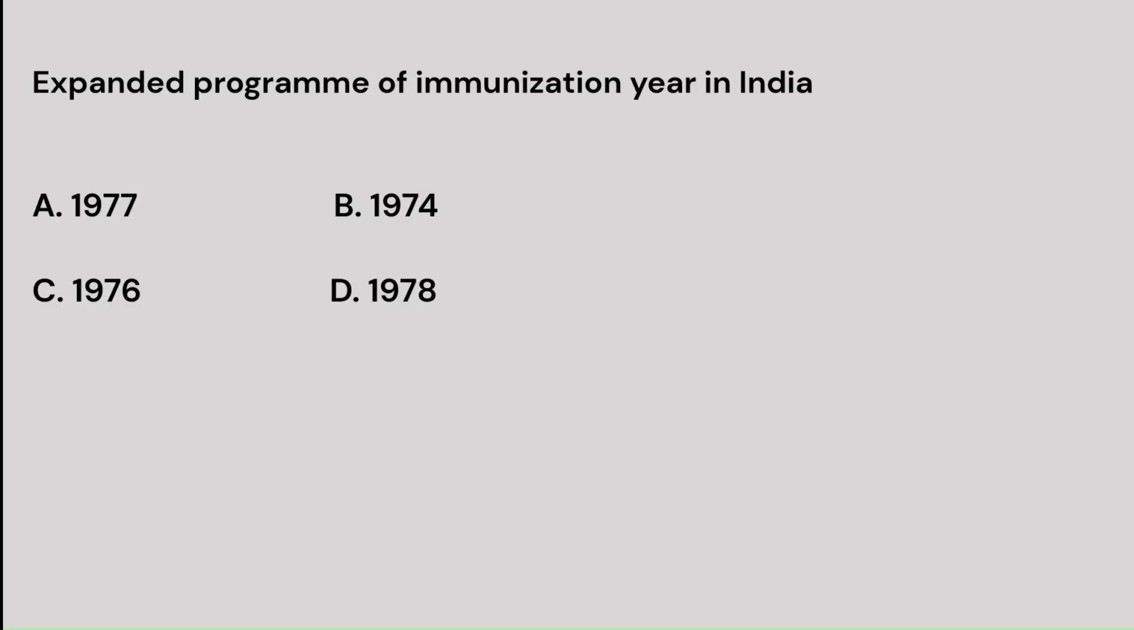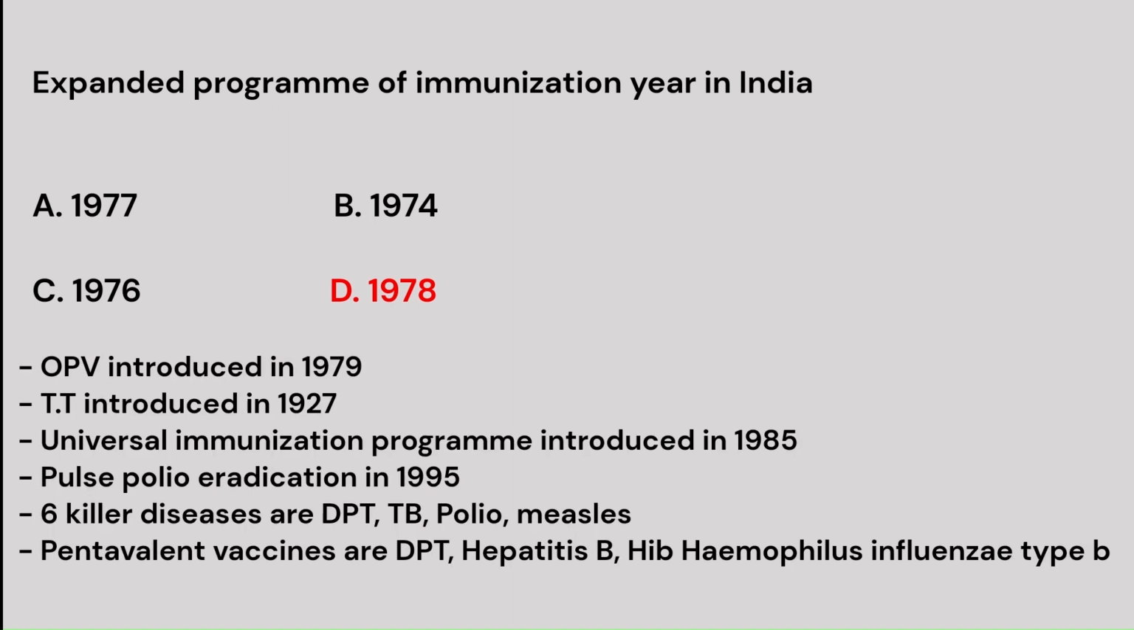Let's start the question. Expanded Program of Immunization year in India? Option A, 1977. Option B, 1974. Option C, 1976. Option D, 1978. The correct answer is option D, 1978.